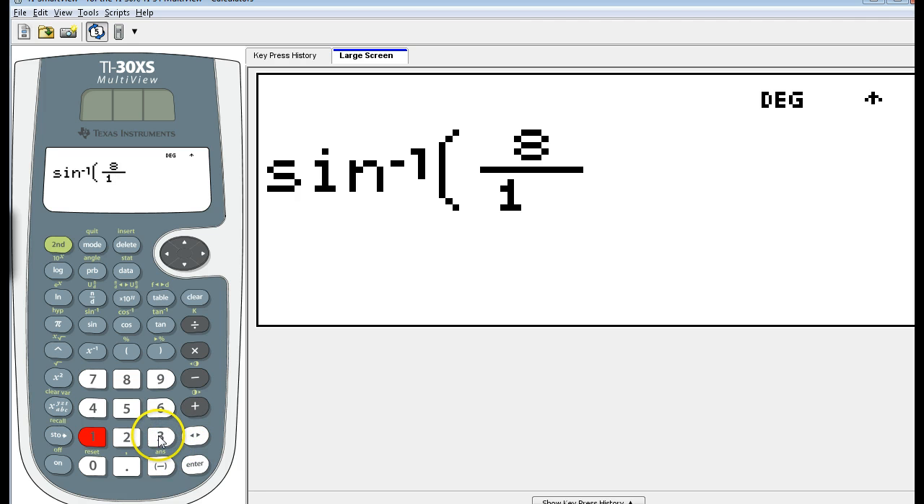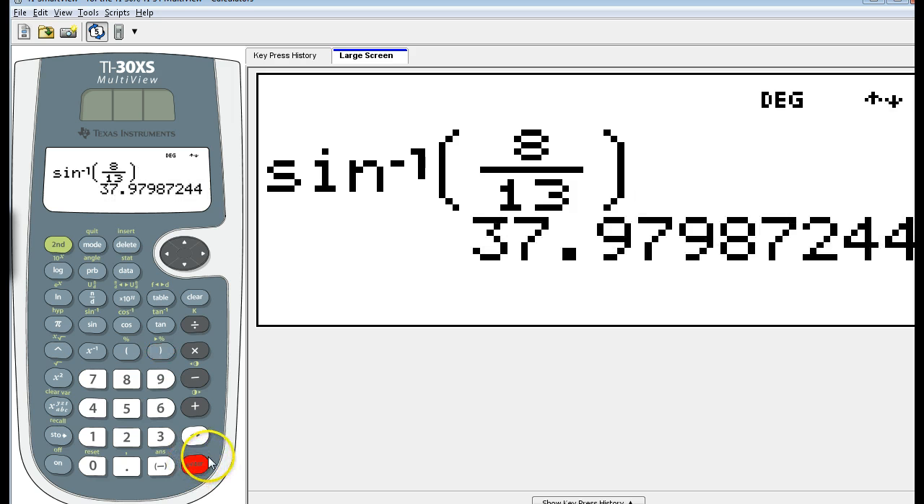8 over 13. 37.8, 37.98, whatever. That's it right there. Okay, so I should have done that in my other class as well. Please do know how to type it in your calculator, just in case they do ask you for the actual answer.